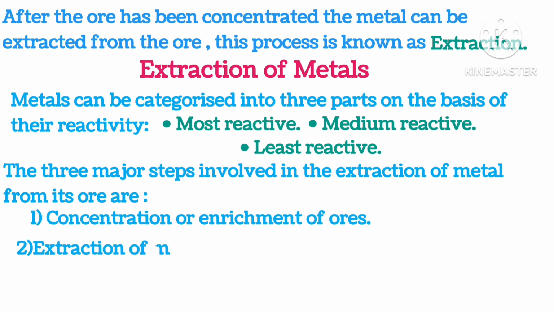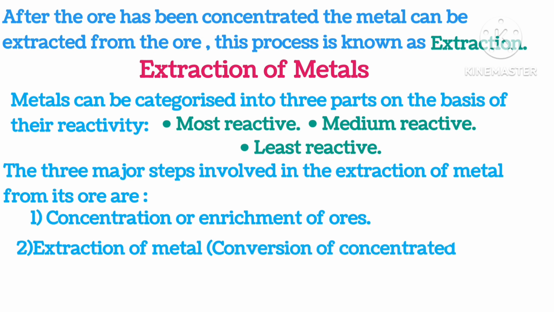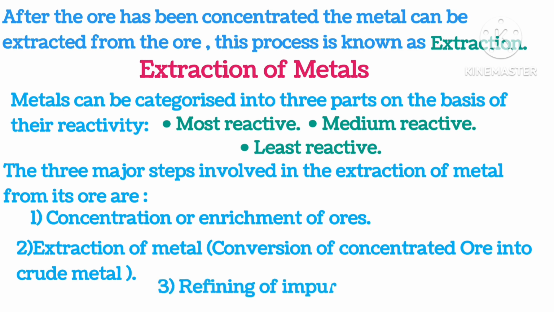The 3 major steps involved in the extraction of metal from its ore are concentration or enrichment of ores, extraction of metals or conversion of concentrated ore into crude metal, refining of impure or crude metal.